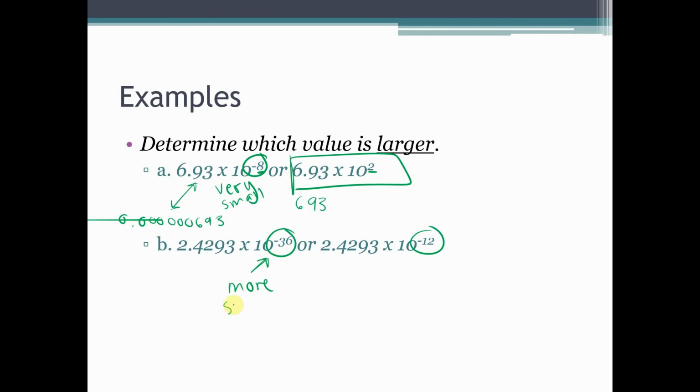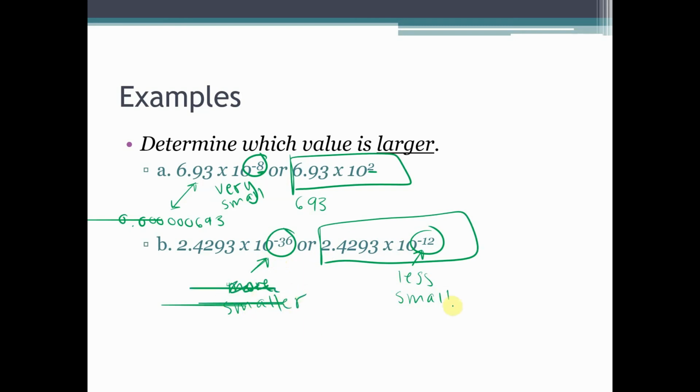That's how we talk now. This one is less negative, so it's less small. And another way of saying less small would be larger. So this is our larger value. Please don't talk like this. This is smaller, and this is less small.